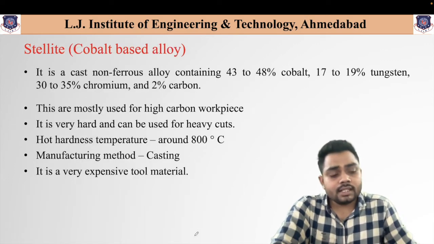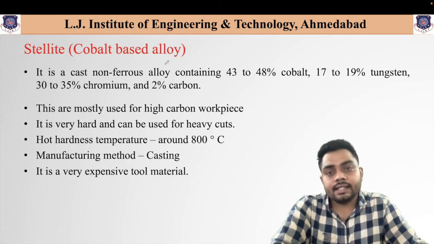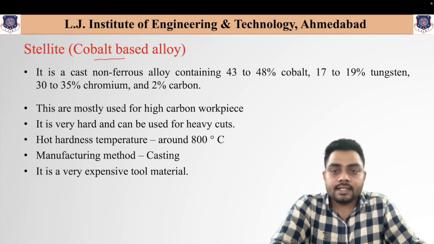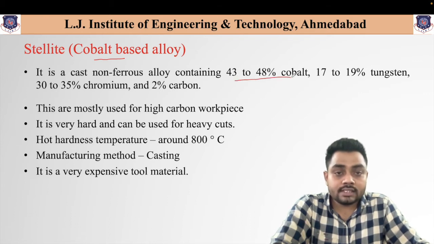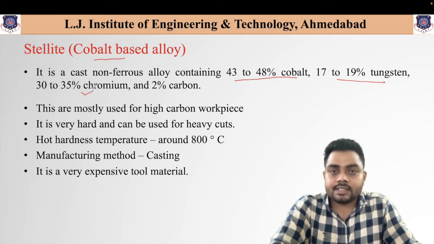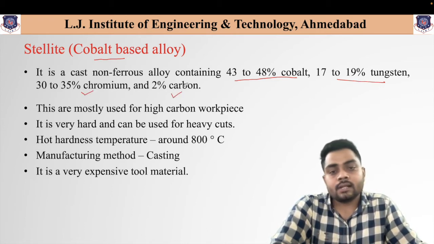Now the next material available is stellite, and this stellite is mainly a cobalt based alloy. It is a cast non-ferrous alloy, and it contains 40 to 48% cobalt, 17 to 19 percent tungsten, 30 to 35 percent chromium, and 2 percent carbon.